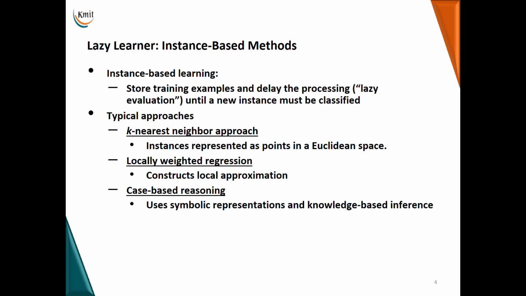You're storing training examples and delaying the processing. That is nothing but your lazy evaluation, until a new instance must be classified. As I told you, the approaches are what? Your KNN approach, that is the k nearest neighbor approach. Here, instances are represented as points in a space. Next, you have locally weighted regression. In locally weighted regression, it constructs a local approximation. In case-based reasoning, it takes symbolic representations and knowledge-based inferences.